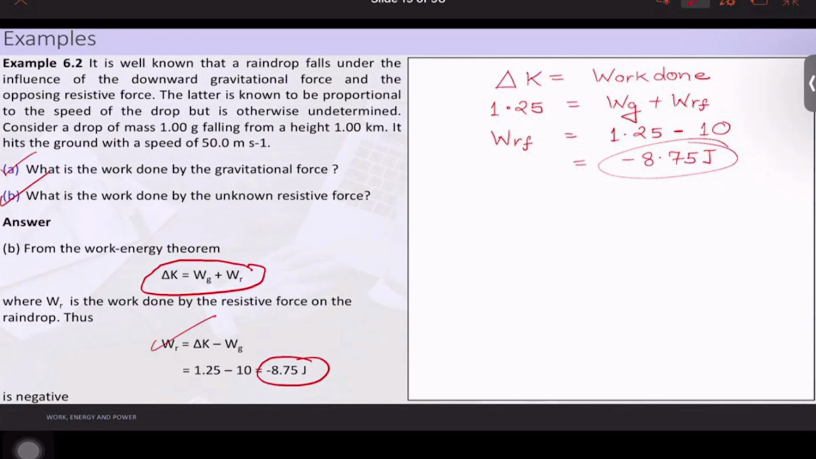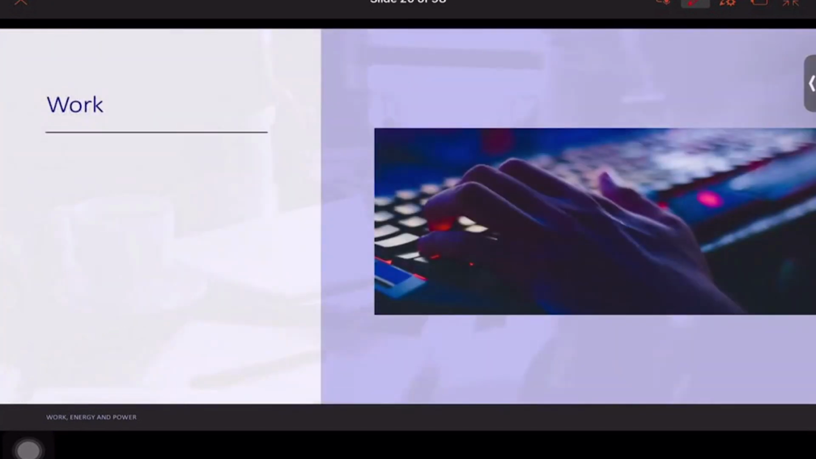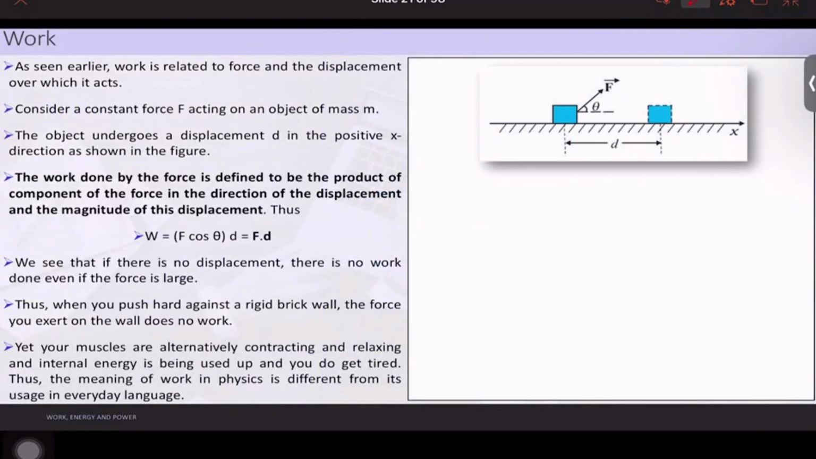Okay, fine. That being said, that is the end of the discussion regarding the scalar product and the work energy theorem. Now let us start the new discussion regarding the concept of work. Clear. So let us now start with the basic introduction about force, displacement, and their scalar product. Okay, let's start. So as seen earlier, work is related to force and the displacement over which it acts. So just now in the previous discussion we have understood that work is related to force and also displacement over which it acts.